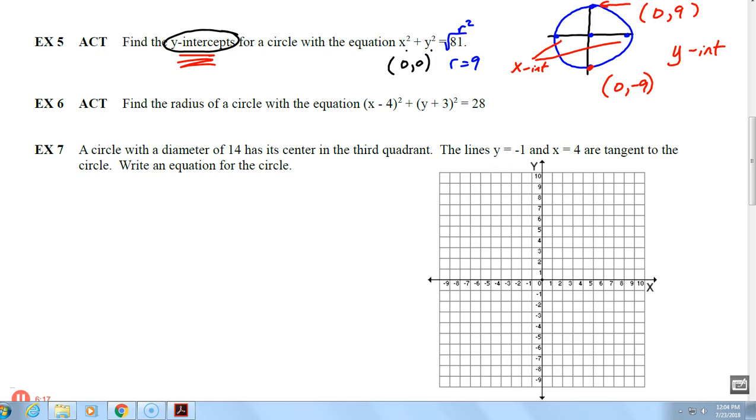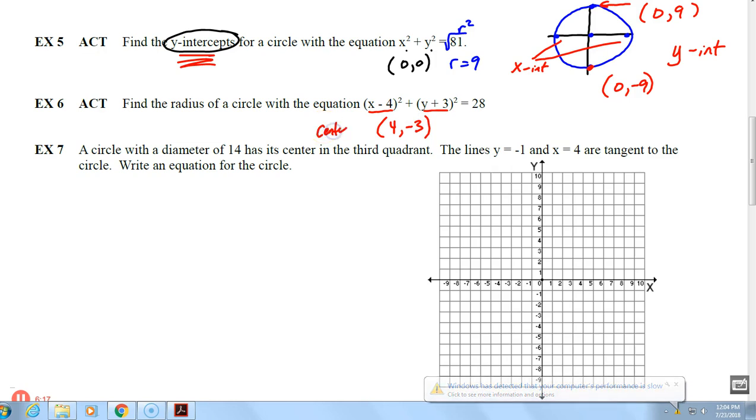All right. Number 6, find the radius of a circle with the equation blah, blah, blah. So it's often common on the ACT, which is a lot more skill-based than the SAT. They just want to know, do you know how to find the radius? Well, this gives me the center, which is not needed in this problem, but let's just get a little practice, because it's opposite. That would be the center.